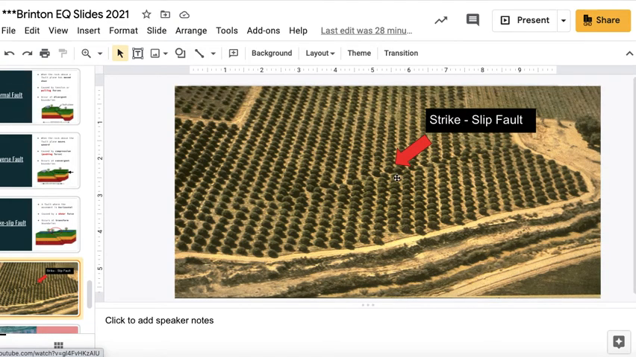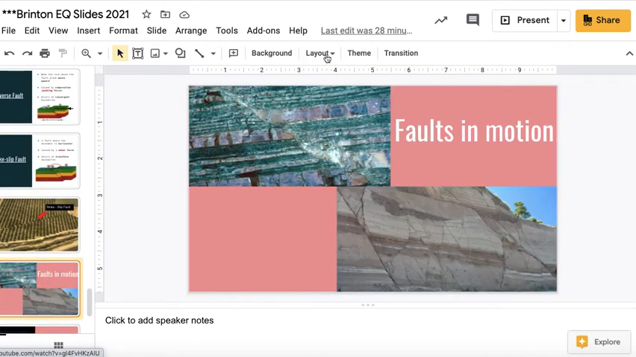Here's an example. You can see the strike-slip fault. It's moving right next to each other. Here are faults in motion. This used to be attached up here. Right here again, these 2 used to be here. This one is moved down. This one is actually moved up.